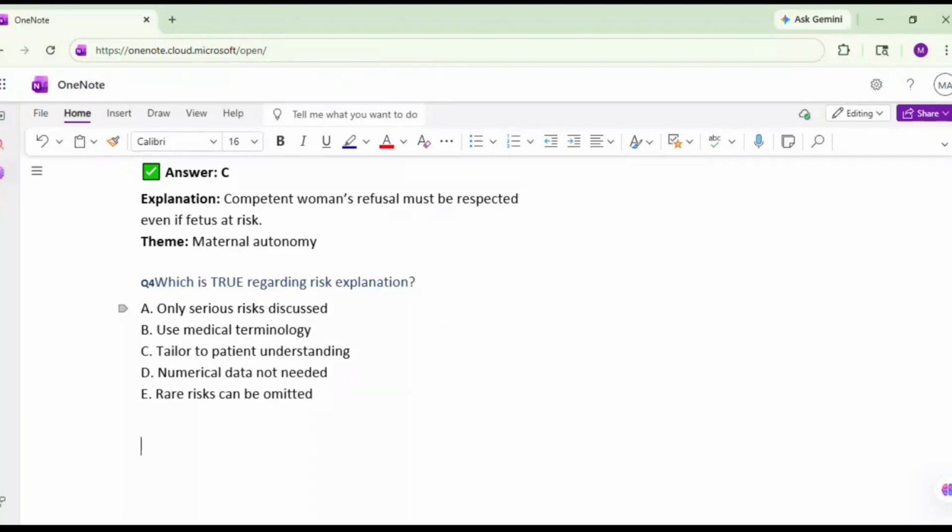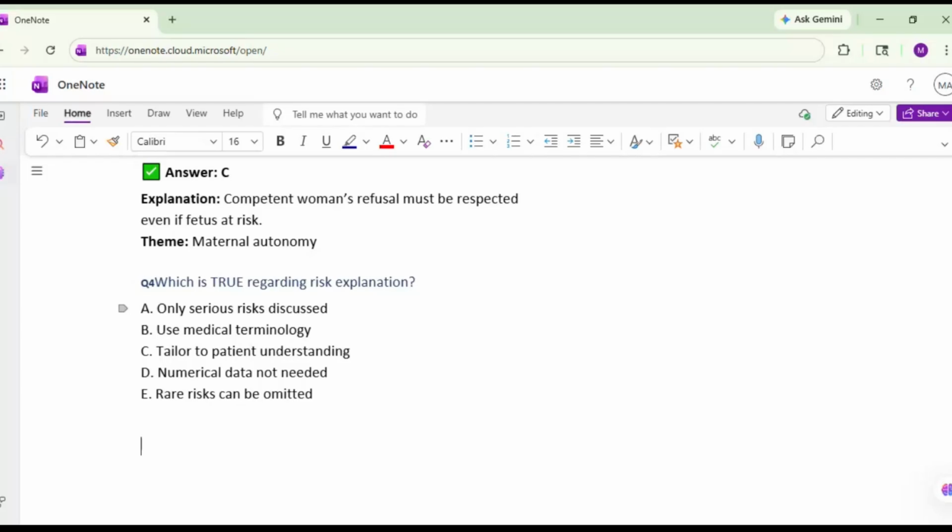Which is true regarding risk explanation? Only serious risk discuss, use medical terminology, tailor to patient understanding, numerical data not needed, rare risk can be omitted. So it is B, use medical terminology.